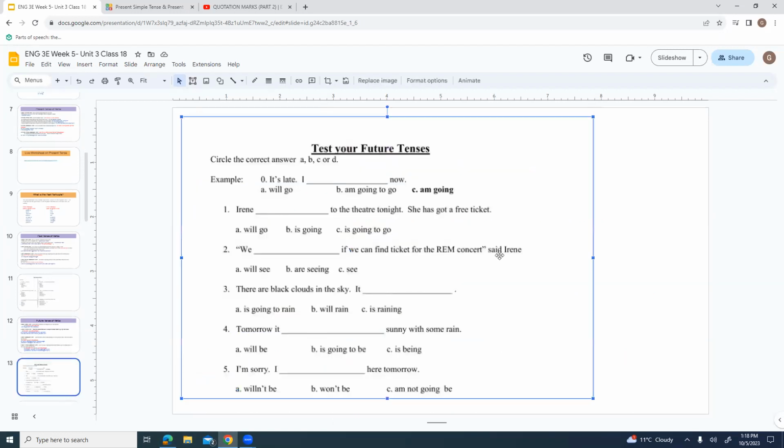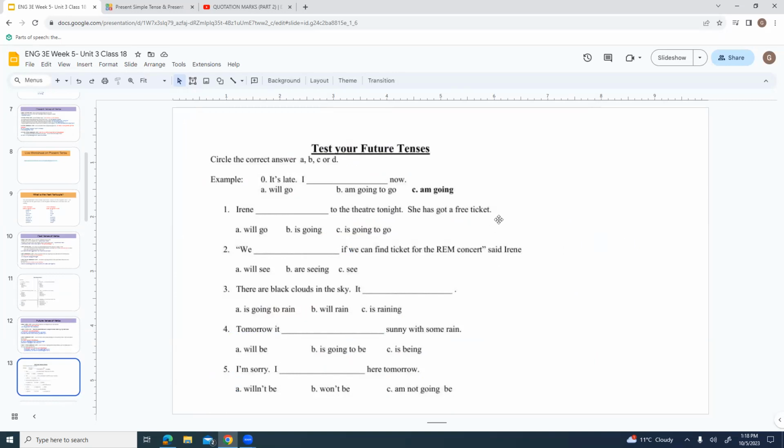All right. And we're just going to talk this one through because last time it didn't work very well for me to try and grab it. I apologize. So the example is, it's late. I something now. I will go. I am going to go, or I am going. I am going now. Irene something to the theater tonight. She's got a free ticket. So she will go to the theater tonight. She is going to the theater tonight, or she is going to go. I would just say will go.